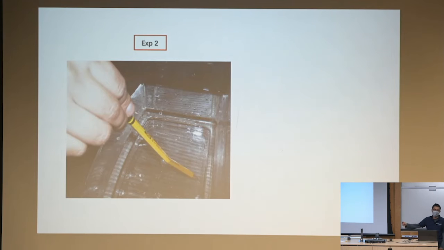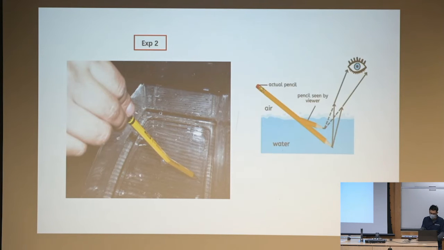So let's go to experiment 2. If you put a pencil into water or something else, you can see the pencil looks bent. So why this phenomenon? Actually, when we see the pencil, we suppose the light travels in a straight line. This is called the line of sight. But actually, the light is refracted by the water, so the actual light goes through this line to our eyes.